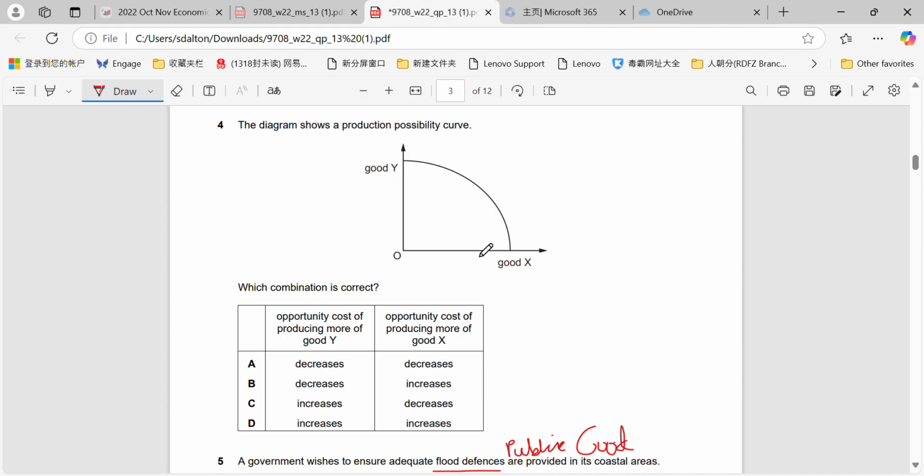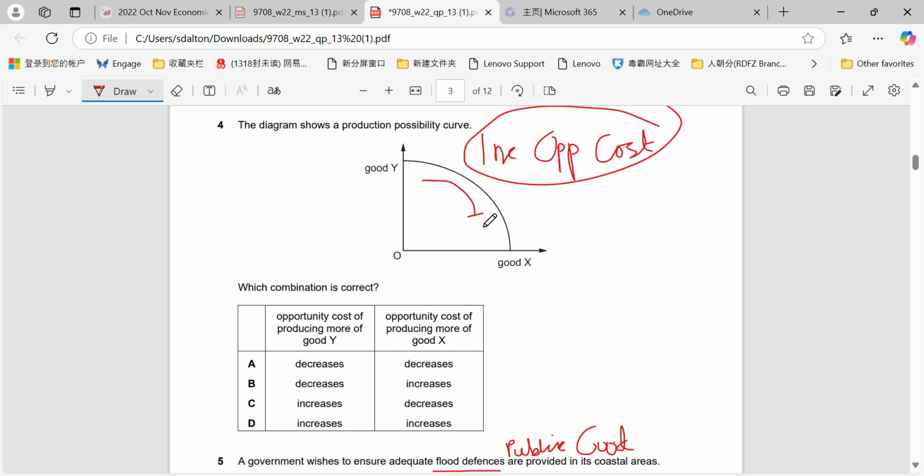Okay, question 4, very simple. What do we see? We see a curved PPC. Once we see a curved PPC, we know straight away that it has an increasing opportunity cost, irrespective of whether it is good Y or good X. Okay, as we move along the curve in this direction or in the opposite direction, the opportunity cost of producing each good will increase. Okay, so that is simply D.